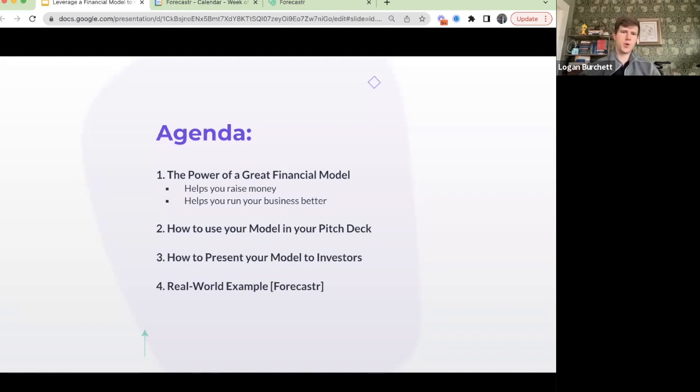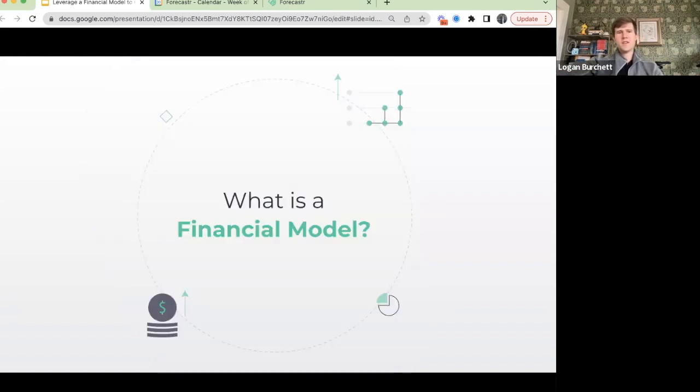And then we're going to jump into a real world example, kind of like what we did last time. But in this case, we're actually going to do a live walkthrough of our financial model, the Forecastr financial model, like we're doing right now actively with investors for the Series A. So this is where some of that overlap comes in.